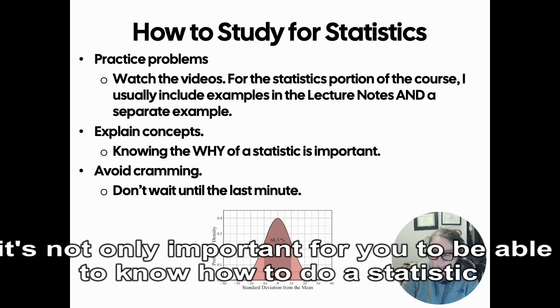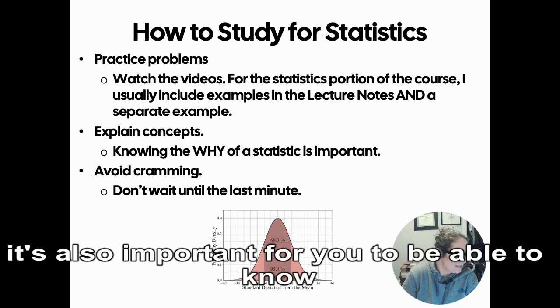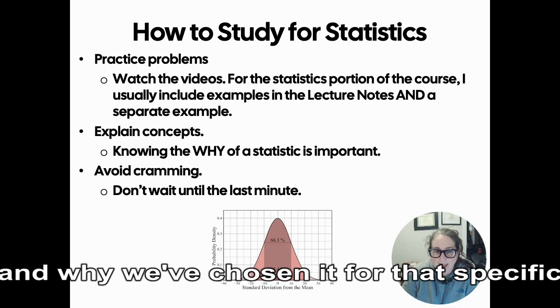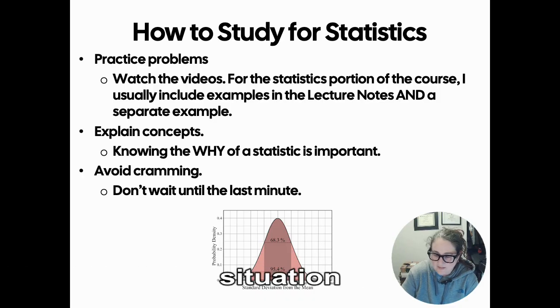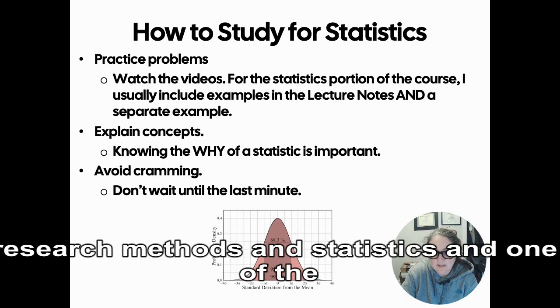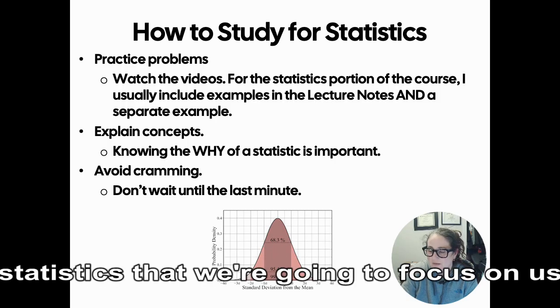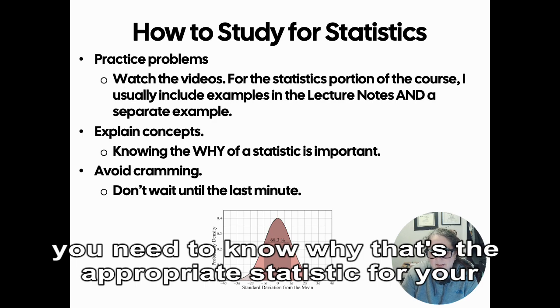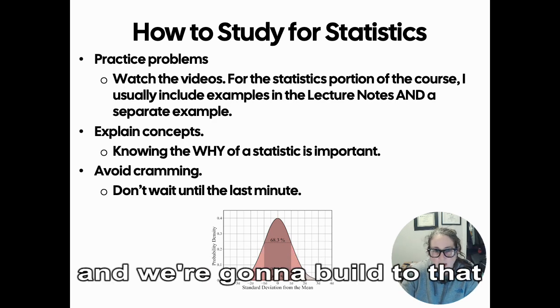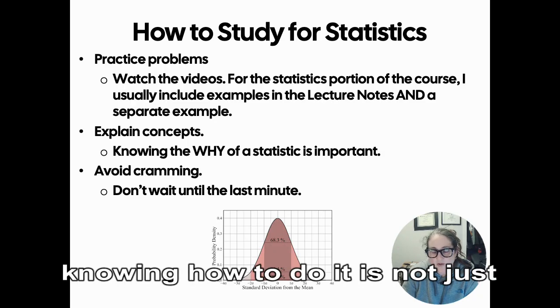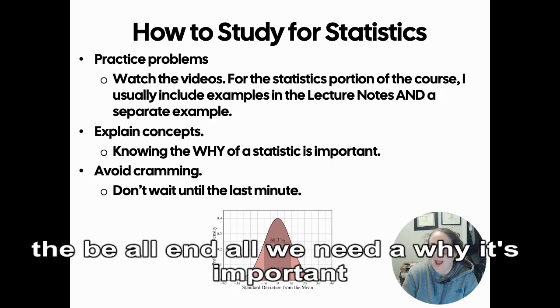It's not only important for you to be able to know how to do a statistic, it's also important for you to be able to know when that statistic is important and why we've chosen it for that specific situation. So this course is non-experimental research methods and statistics. And one of the statistics that we're going to focus on is correlation, Pearson's R. So that said, you need to know why that's the appropriate statistic for your research design. And we're going to build to that. So knowing how to do it is not just the be-all, end-all. We need to know why it's important.